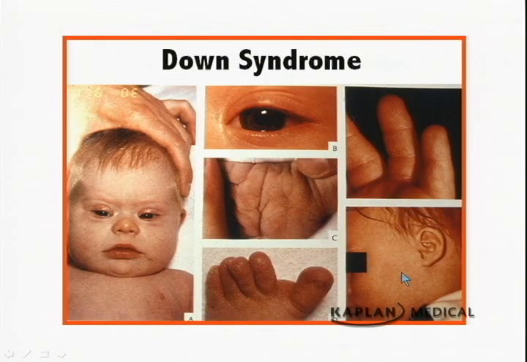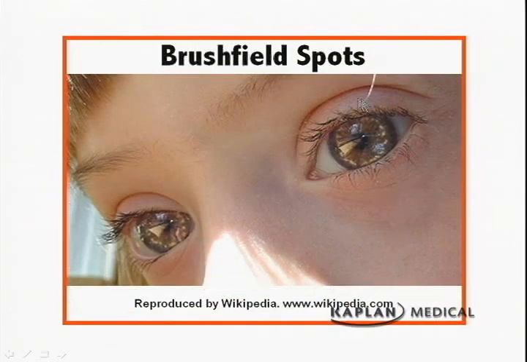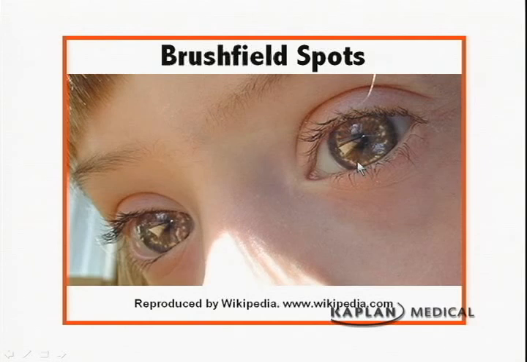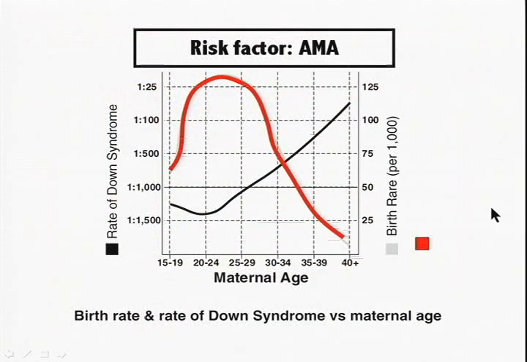There are lots of other markers, as we said. This is an interesting one. Brushfield spots are the ring of white pigmentation around the iris here. You see this here? Brushfield spots associated with Down syndrome.